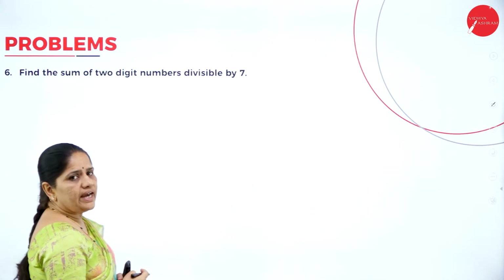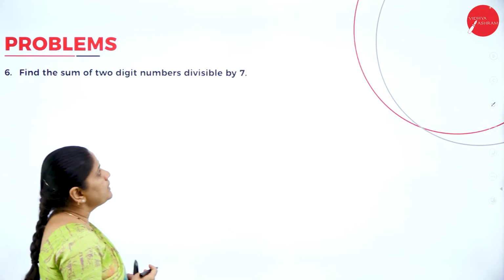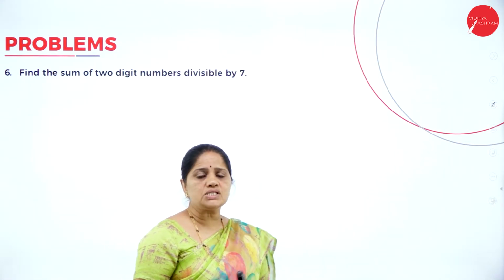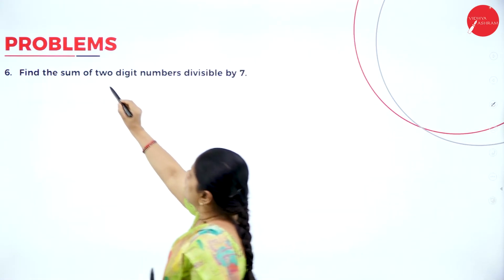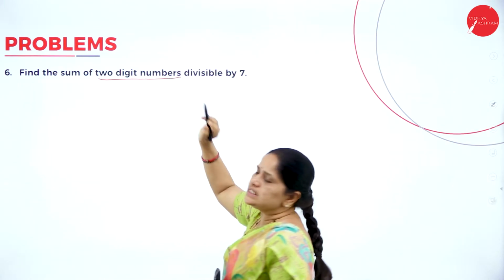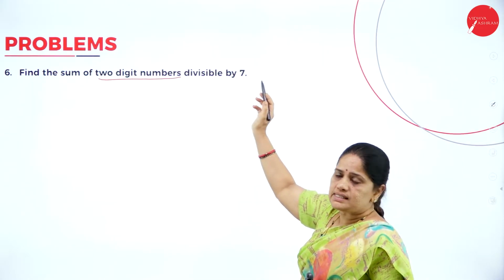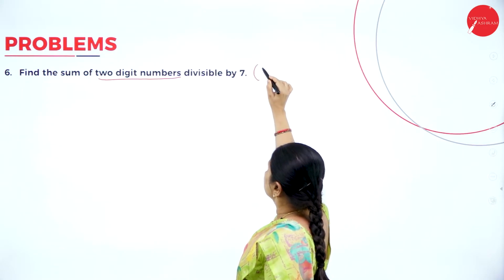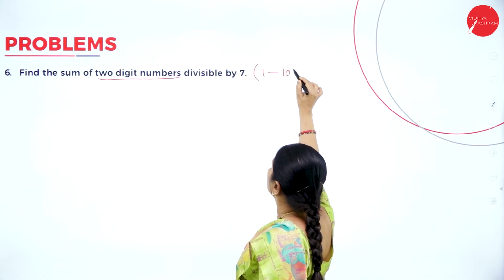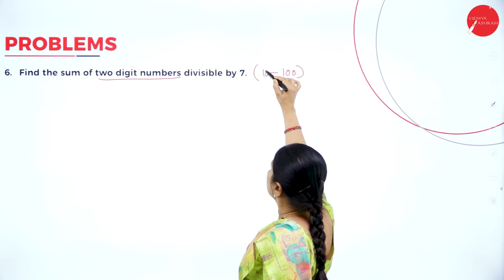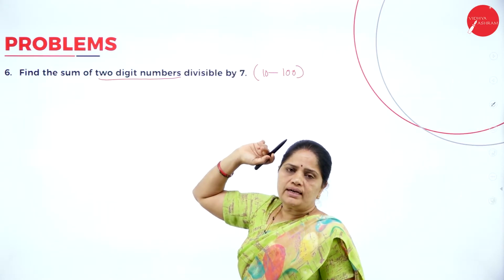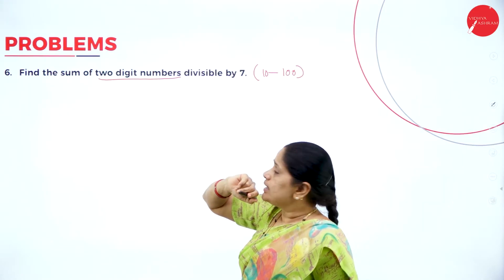So we have to find out all the numbers which are divisible by 7, that is only 2-digit numbers. So they have asked for only 2-digit numbers divisible by 7. So the numbers should be between 10 to 100, which means all those 2-digit numbers.